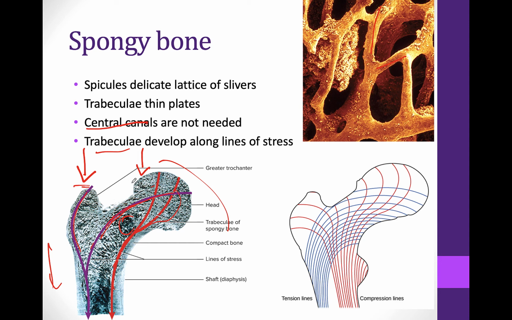And our bones remodel constantly. So if you change your gait or you change how much you weigh and it puts different stress on different parts of your body, your bone will remodel and adapt to that to make sure that there's bone where there's stress and we don't need bone where there's not a lot of stress.